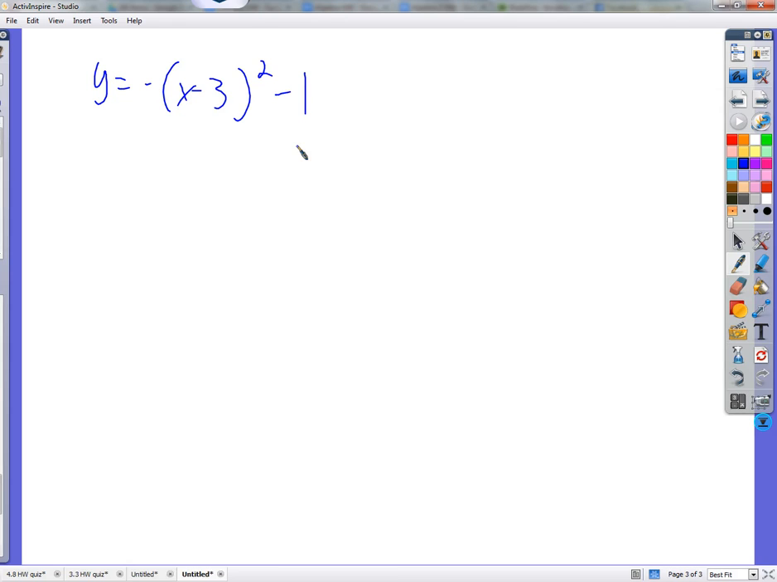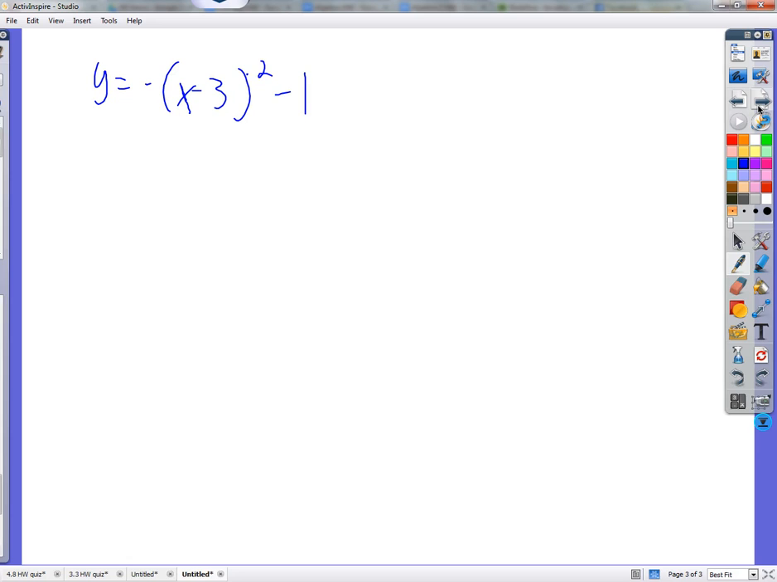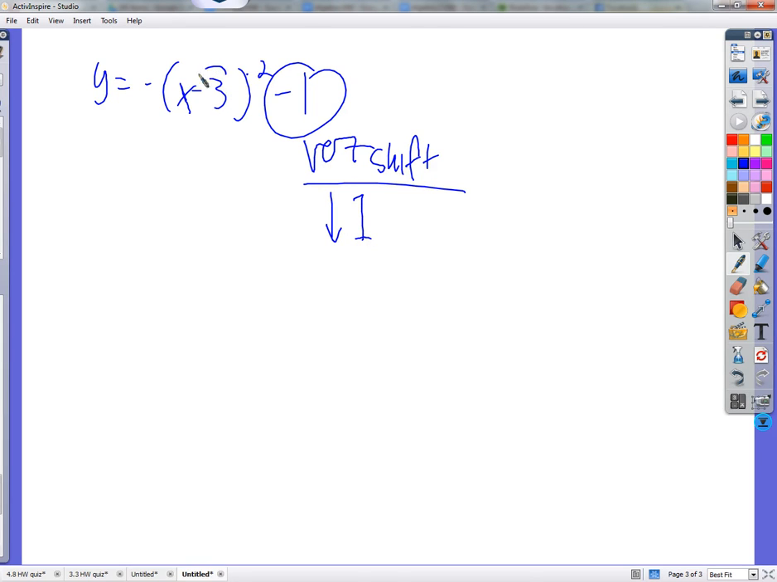X squared. We'll always have an x squared, but the vertex form is unique in that the x is inside of parentheses, and the parentheses is squared. Other forms, either you have an ax squared plus bx plus c, like this, or you might have two different factors times each other, but this one is a parenthesis squared, two identical factors. This gives us our vertical shift, meaning it goes which direction? Up or down is vertical, and in this case it'll go down one. Down one. And what does this tell us?